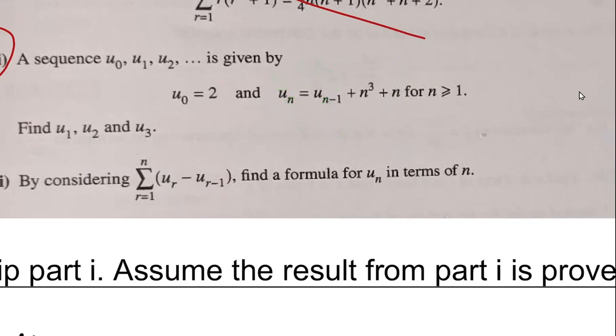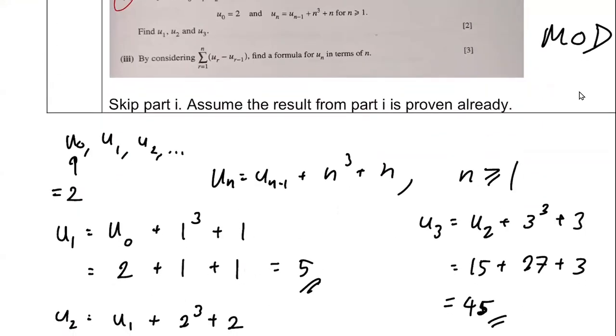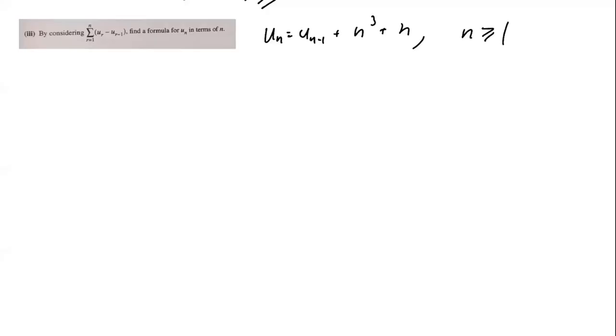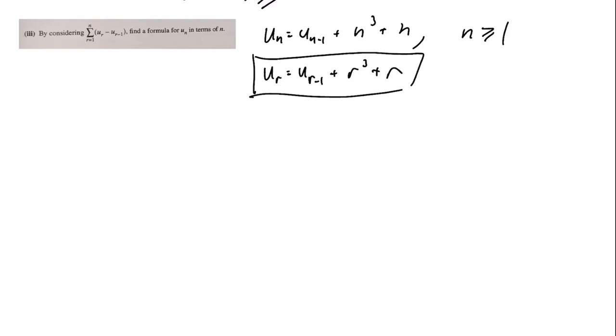Let's take a look. I'm just going to copy down the question first. So how do you get Ur and Ur minus 1? You basically take the Un formula and replace the n with r. So Ur equals Ur minus 1 plus r cubed plus r. Then where's Ur minus Ur minus 1? You just bring over the Ur minus 1, and you obtain Ur minus Ur minus 1 equals r cubed plus r.